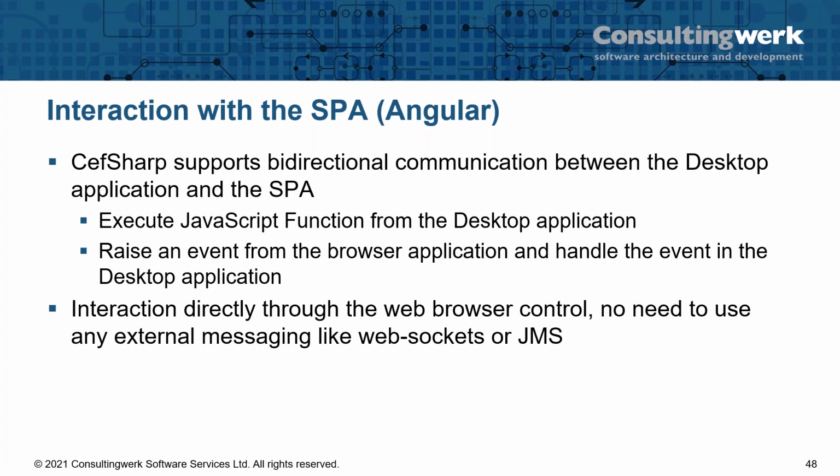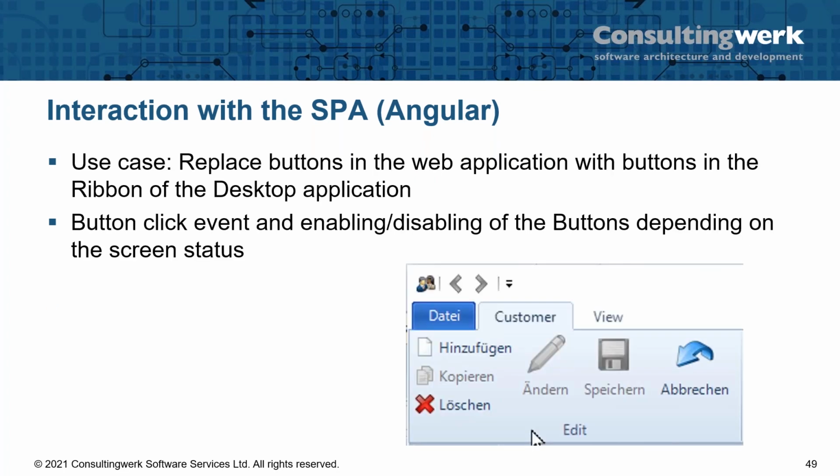And that's just happening through the web browser controls, through specific functionality implemented into the CefSharp framework. And that means I don't need to use any form of external messaging, like WebSockets or JMS. So it's easy to use and no additional deployment tasks with that. And the use case that we have here is I want to use buttons in the ribbon of the desktop application to control the update state of the browser-based application.